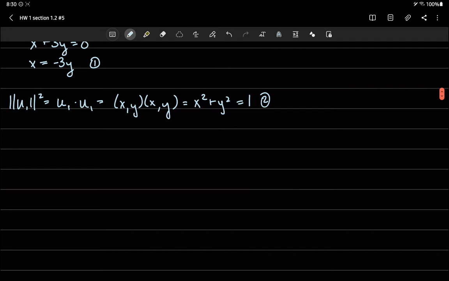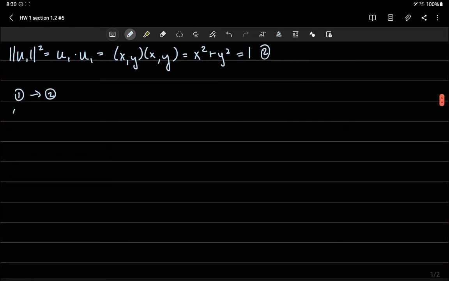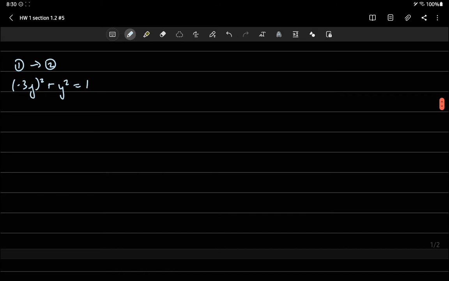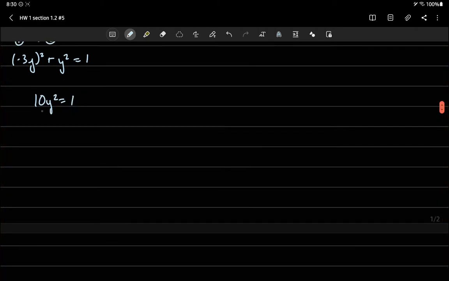Alright, now that we have two equations, we can plug 1 into 2. So let 1 go into 2, such that x is negative 3y, squared, plus y squared equals 1. Negative 3y squared, that's going to be 9y squared, plus y squared, which is going to be 10y squared, equal to 1. Alright, divide by 10 on both sides and then square root both sides. You should get y to be 1 over root 10.